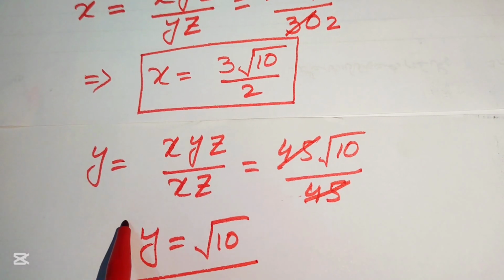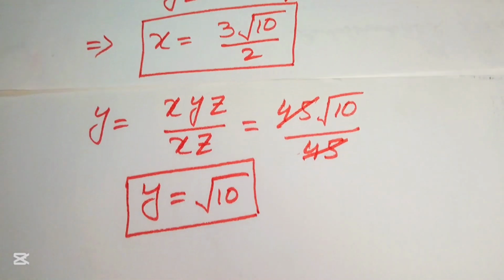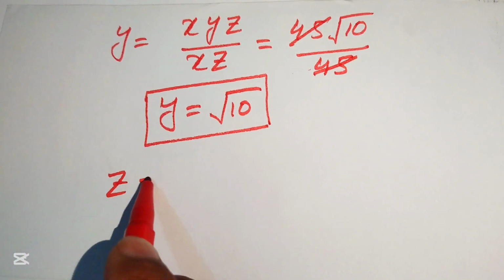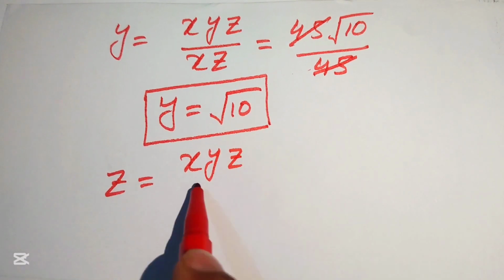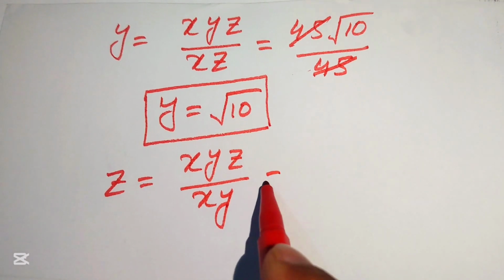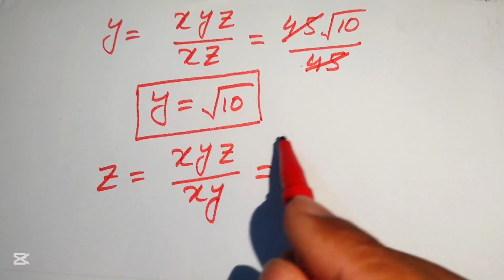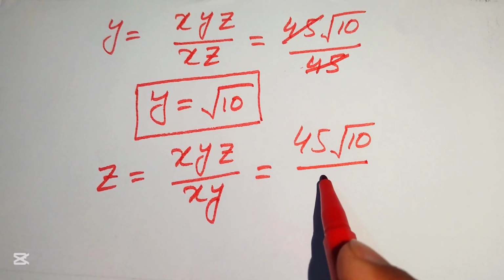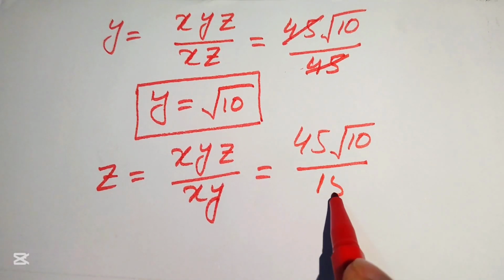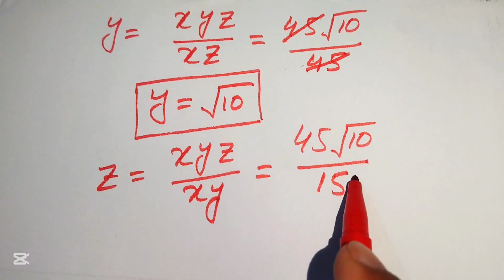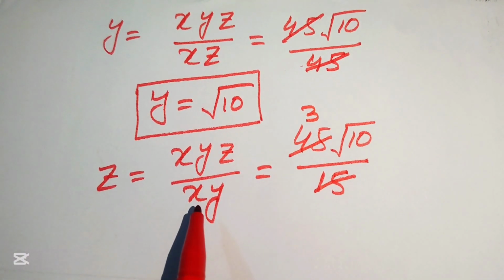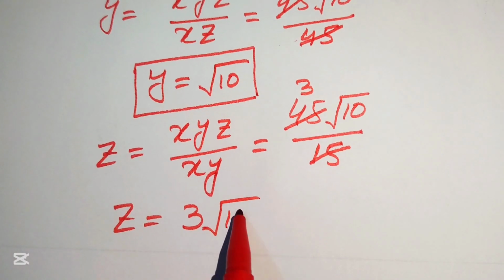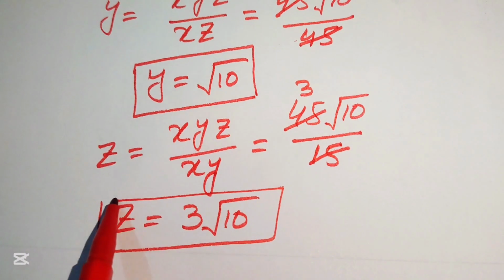And now similarly, in order to find the value of z, we will write z equals xyz divided by xy. Okay, so again we have the value of xyz is 45 times square root of 10, and it is divided by xy, and the value of xy in the given question statement is 15. So 15 times 3 becomes 45. So we have the value of z equals 3 times square root of 10. So these are the three values of x, y, and z.